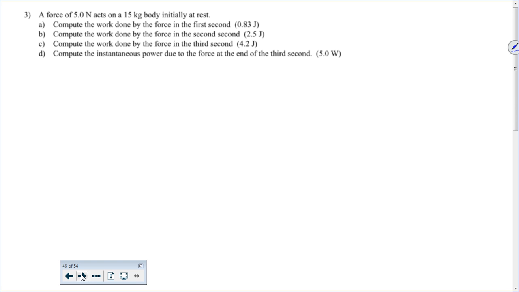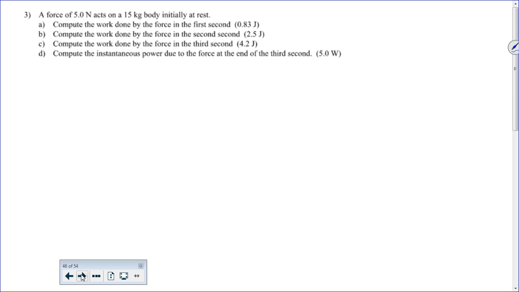Number 3, somebody came in this morning and was working on this with me, and I realized I wasn't super happy with the way this is worded. It says compute the work done by the force in the first second, and it doesn't specify whether it wants instantaneous or average. But the first second isn't describing an instant, it's describing an interval. So the only thing you could do is calculate the average work. Oh, wait. Work is change in energy. No, it's worded perfectly fine. So you just find the change in energy.